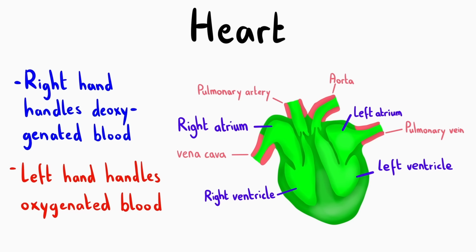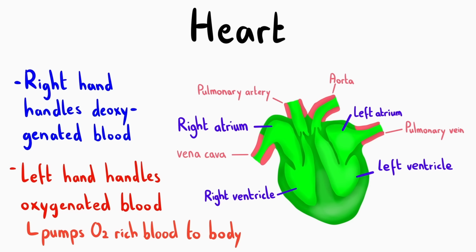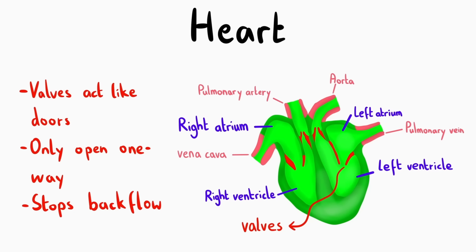The heart has four chambers: two upper chambers called atria, and two lower chambers called ventricles. The right atrium and right ventricle form the right side of the heart, which pumps deoxygenated blood to the lungs. The left atrium and left ventricle form the left side, which pumps oxygenated blood to the rest of the body. Between these chambers are special one-way valves that ensure blood flows in only one direction, preventing any backflow.